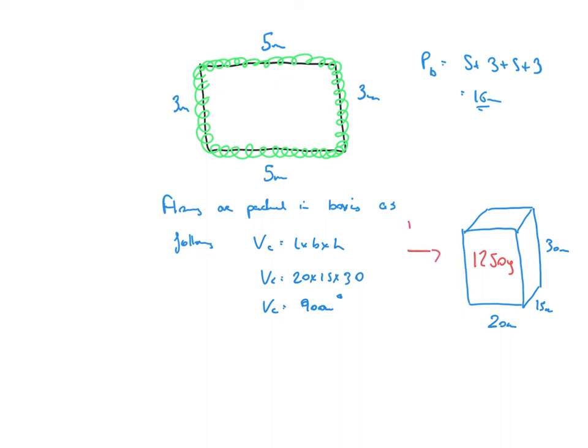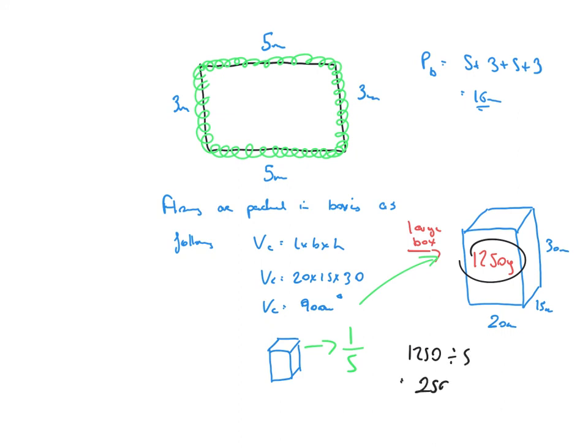Okay, the next thing that we're going to say is that is a large box. Now, the flowers can also come in smaller boxes. Now, the weight of a smaller box, the question now says, is 1/5 of the weight of the large box. So what is the weight of the smaller box? The large box is 1,250. So the smaller box, it says it's 1/5 of that weight, so we just divide it by 5. You can use your calculator for that, and that will give you 250 grams.